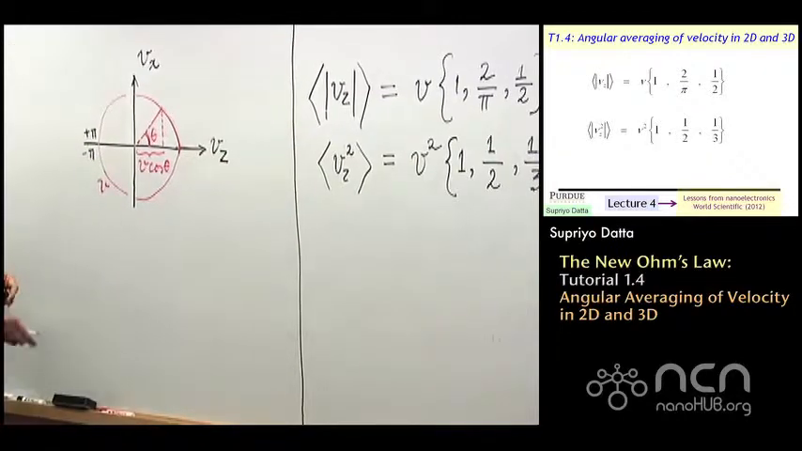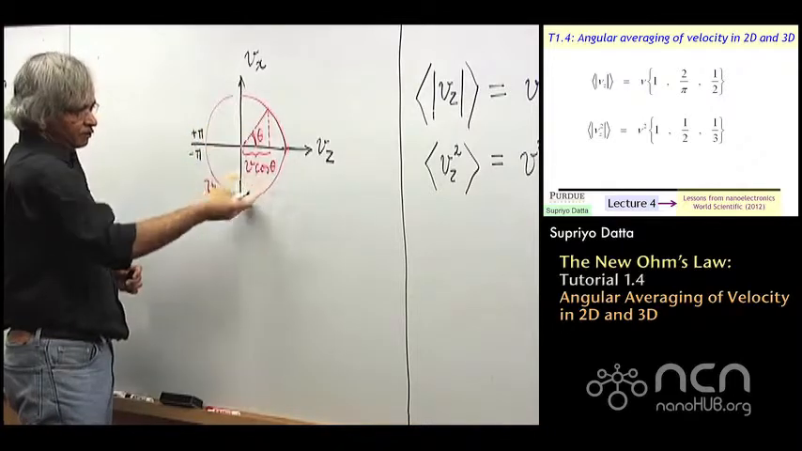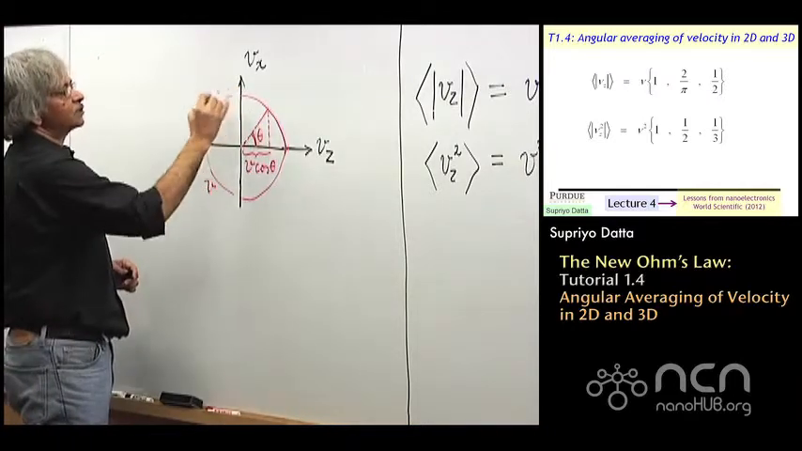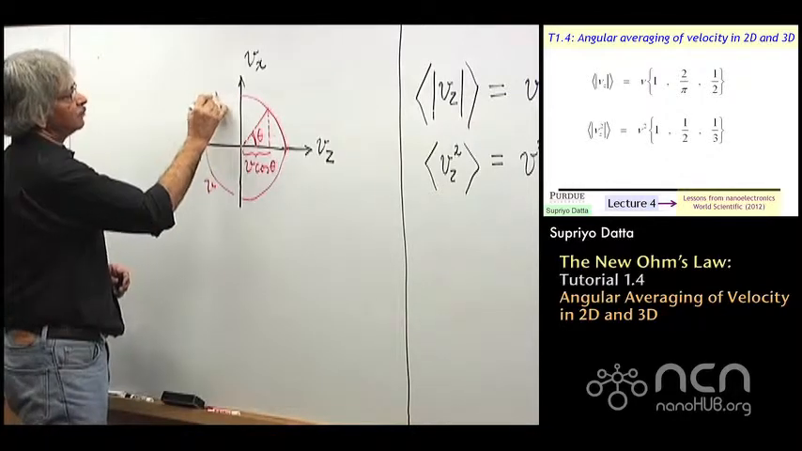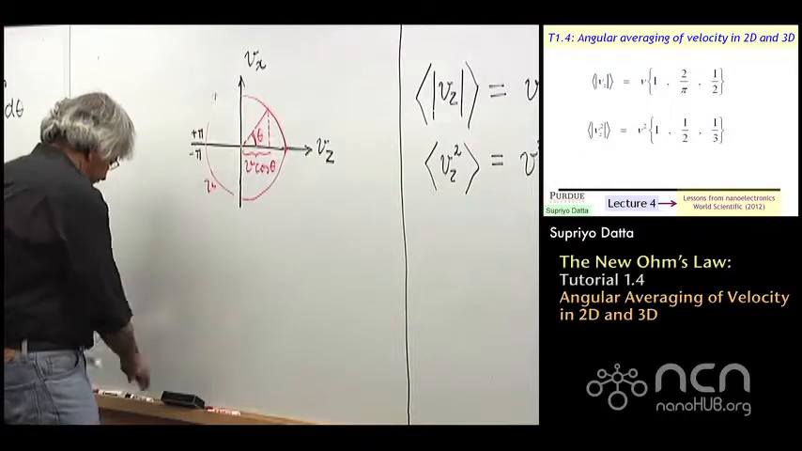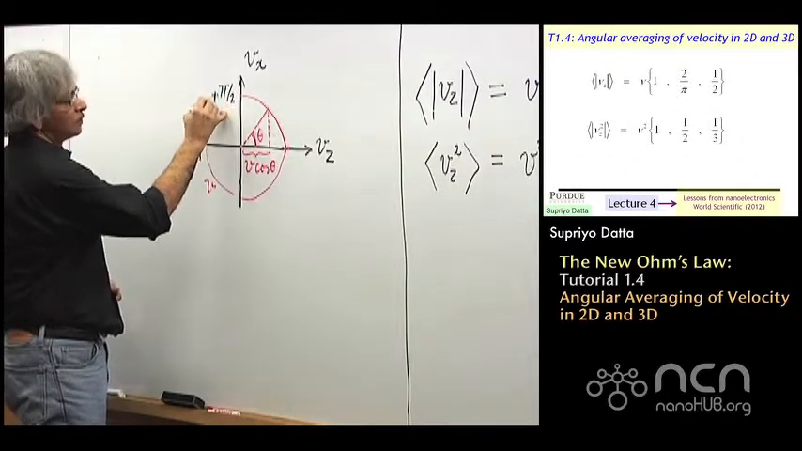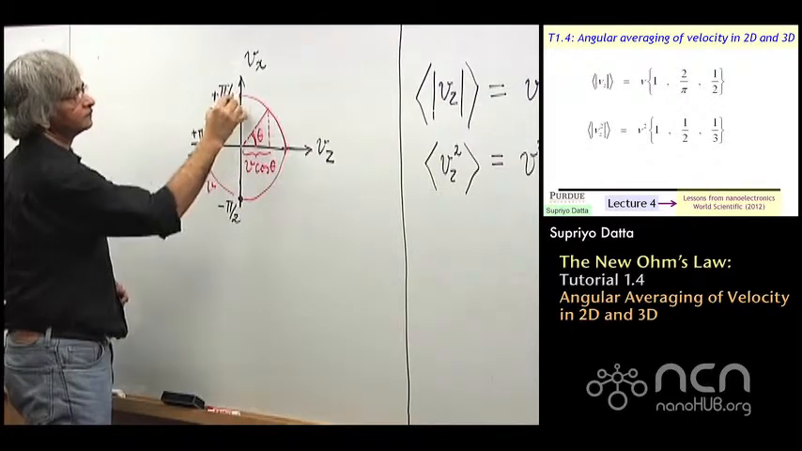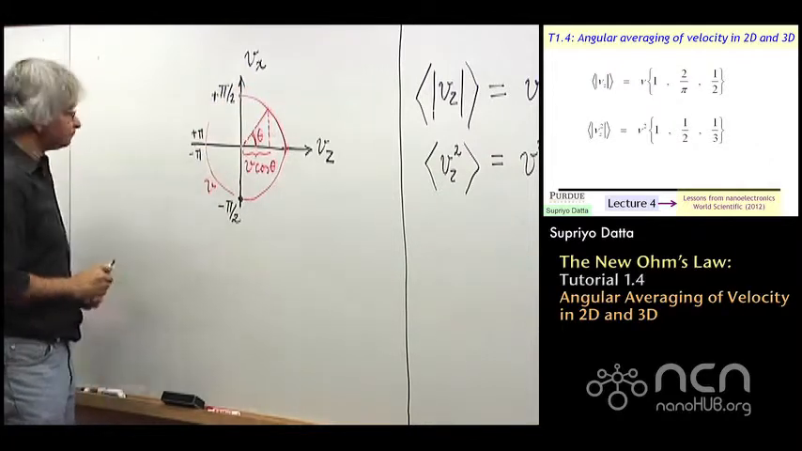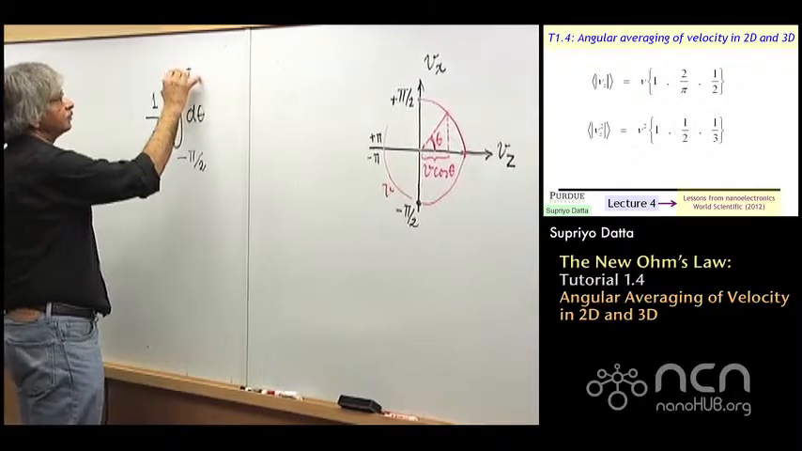So you're better off just integrating over the front part, which means the positive Vz part, which corresponds to plus pi over 2 to minus pi over 2. That's this end, so that's the part you want to average. I'll put a minus pi over 2 here, and a plus pi over 2 there.